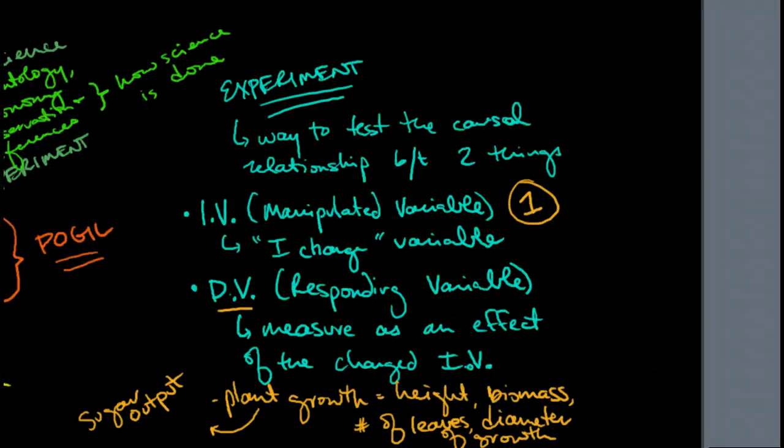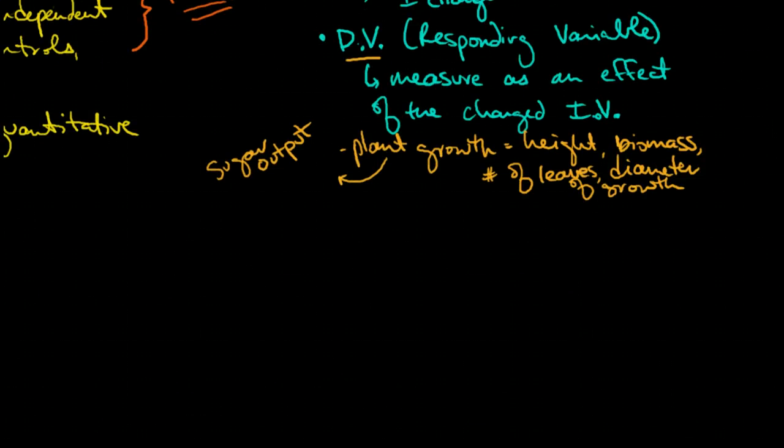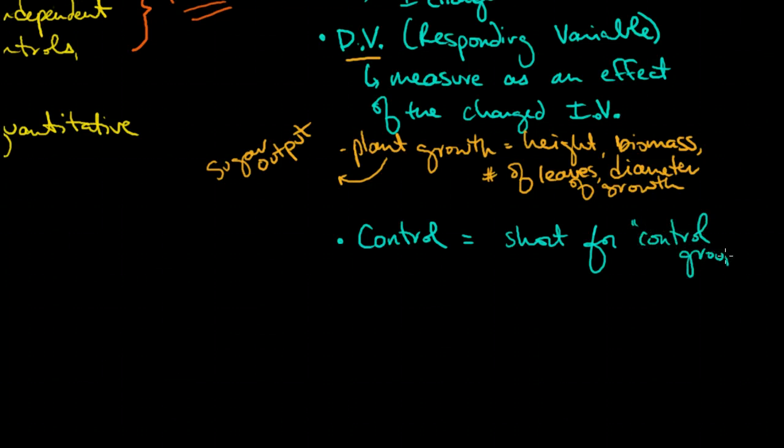I'm going to scoot. Let's go down, I guess. We'll go down. So at IV, DV, we need a control. We need to talk about the word control. The control is, let me just tell you, short for control group. And remember, you've got to be changing one thing in your experiment to see if it has an effect, but you've got to compare that to something else. So the control group is our comparison group.